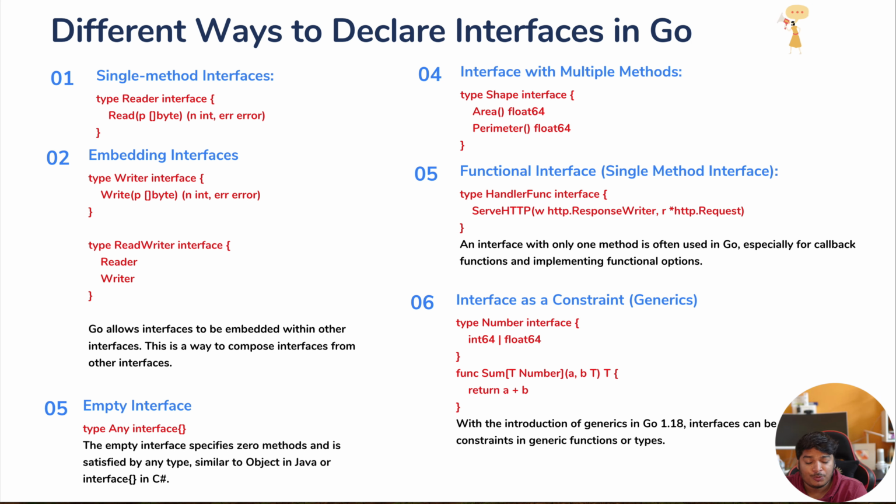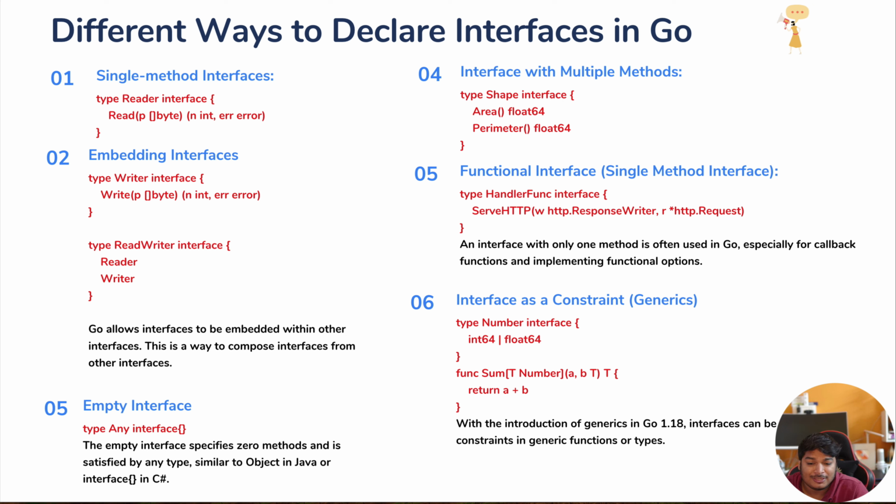Then the fifth, which is the functional interface or single method interface. Now let's go with the example first. Here the type keyword, then the interface name, then the interface keyword. Then inside the second brackets we have a sample method called ServeHTTP, which expects w of data type http.ResponseWriter, and r, a pointer to http.Request. Now an interface with only one method is often used in Go, especially for callback functions and implementing functional options. Now you don't have to stress out right now. As we move forward, we'll go into the details of all this.